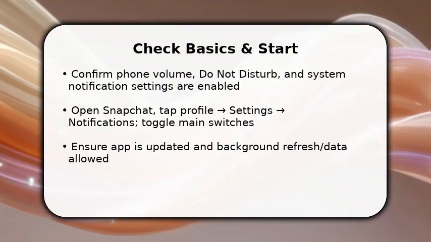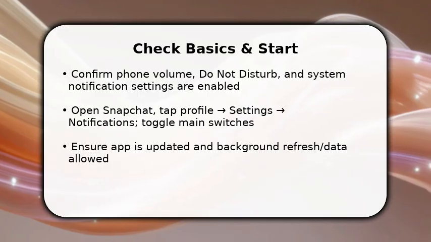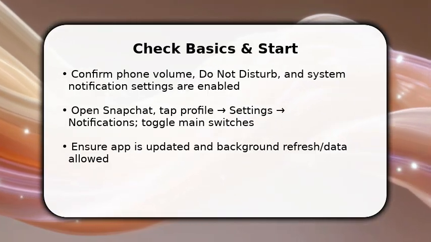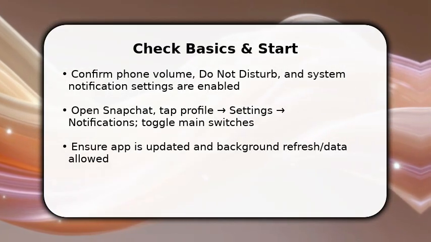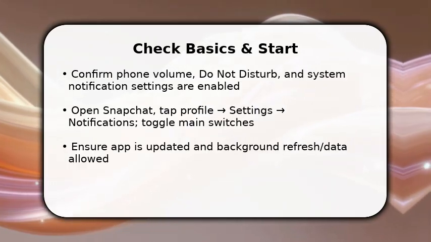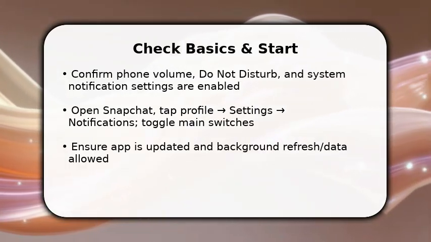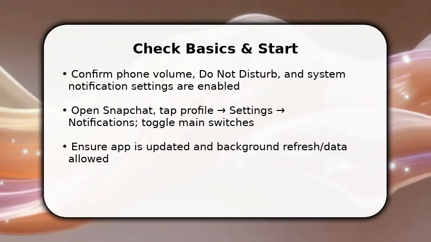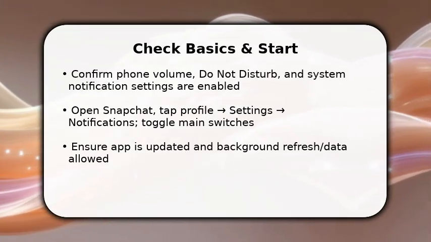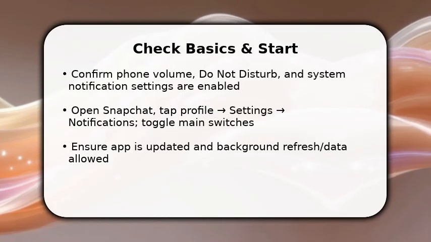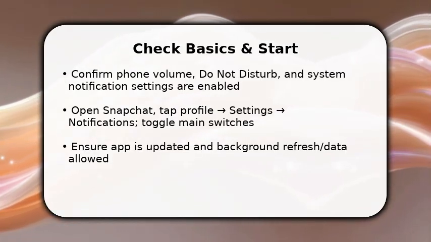You start by verifying system-level controls so app changes actually take effect. First, make sure your phone volume and Do Not Disturb are off and notifications are enabled in Settings. Then open Snapchat, go to your profile, tap Settings, and enter Notifications. Toggle the main switches to force a refresh.